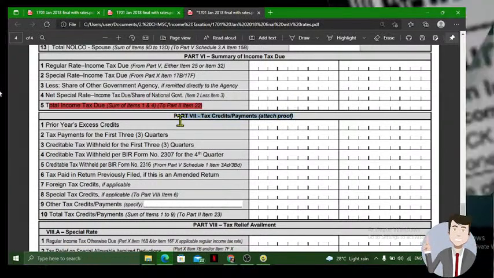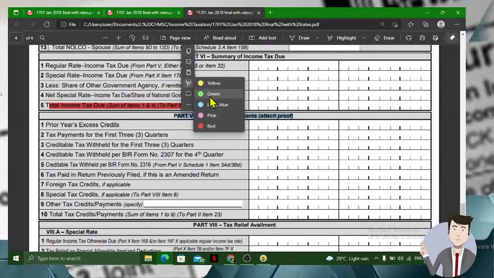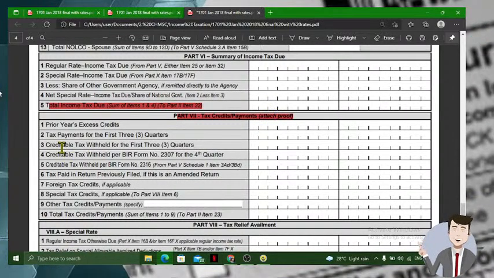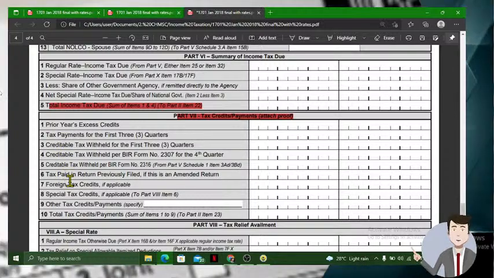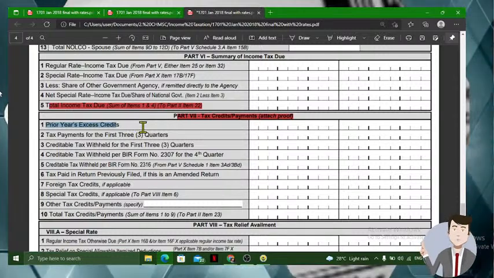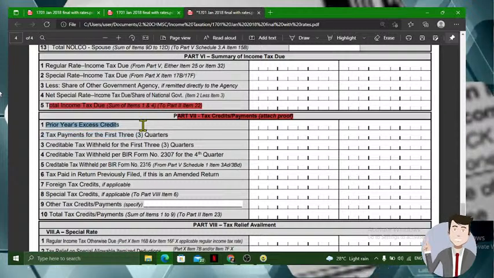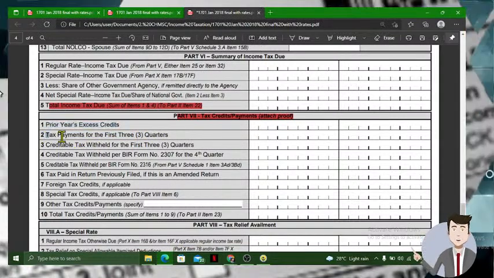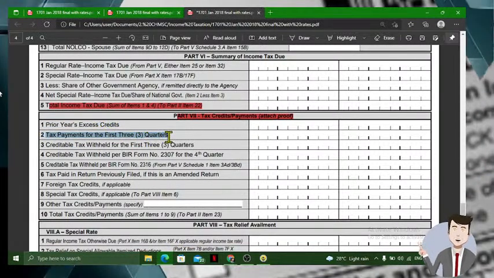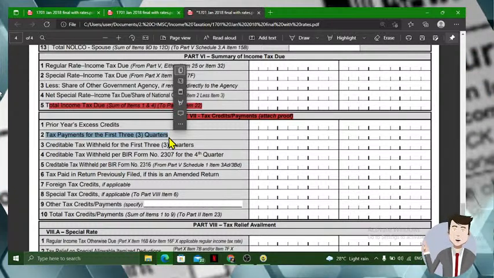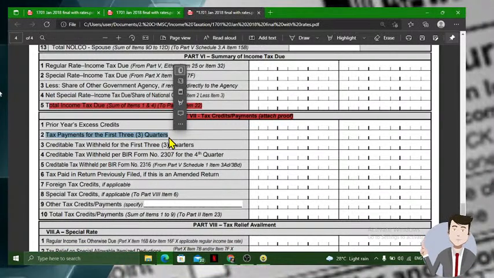ang imo nga income tax return last year would be your proof, okay. And that is your prior year's excess credit, last year mong last year. So, diri mo siya i-prove butang sa imo attachment. Then, number 2 nga item is tax payment for the first 3 quarters. So, your proof would be your BIR Form 1701Q for first quarter, second quarter, and third quarter.